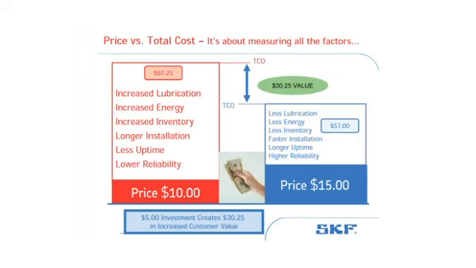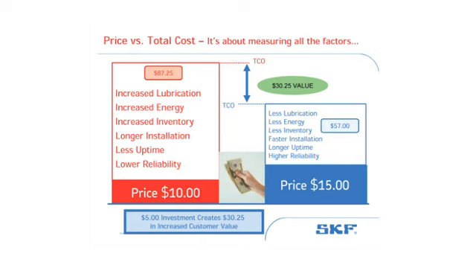My background is bearings, so I'll just give you an example. Bearings need lubrication, which is good for you. It keeps them turning, but they also use energy. That's what bearings are designed to do, is reduce friction. Distributors or the customer needs to keep inventory, take time to install, they have a life of reliability. The one on the left, the $10 bearing, turns out when you measure all the factors associated with it, actually costs $87 to run over its life.